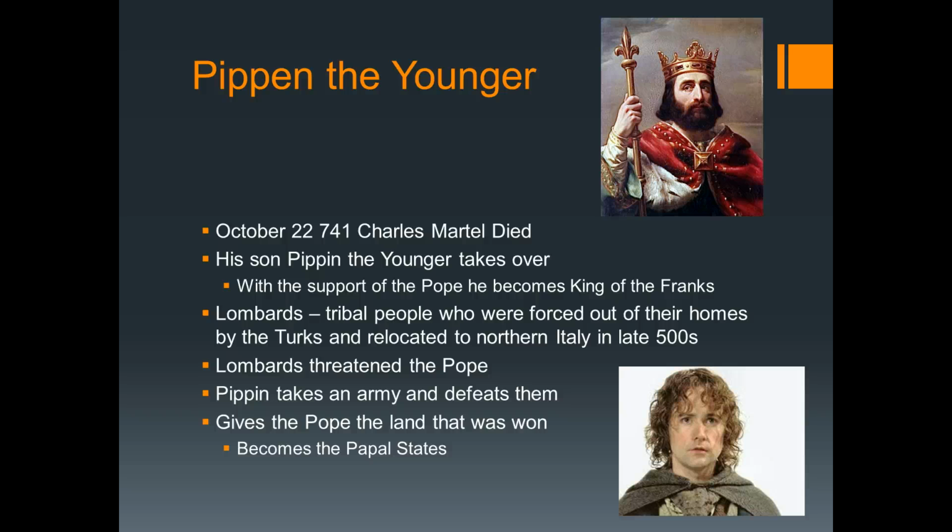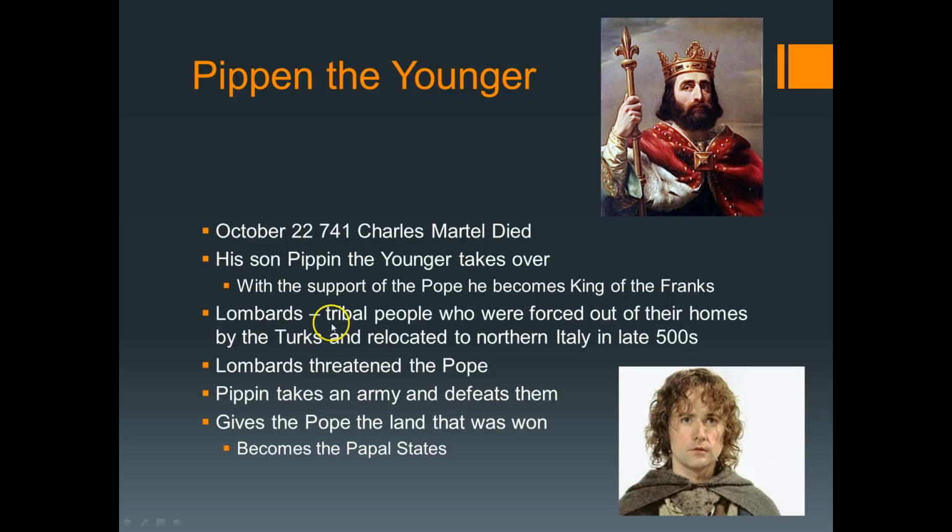Pippin the Younger. October 22nd, 741, Charles Martel died. And his son Pippin the Younger takes over. And we're talking about this Pippin, not this Pippin. Okay? With the support of the Pope, he becomes the king of the Franks. So Charles Martel's dream kind of comes true with his son Pippin the Younger.